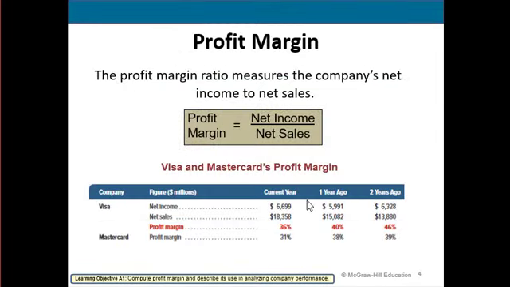So profit margin is the net income divided by net sales, and this is expressed as a percentage. Here are two companies, Visa and MasterCard, and you can see that the profit margins for Visa are 36, 40, and 46. It looks like they're doing a little bit better each year over those 3 years than MasterCard is, and so that'd be an indication that Visa is a little stronger company.